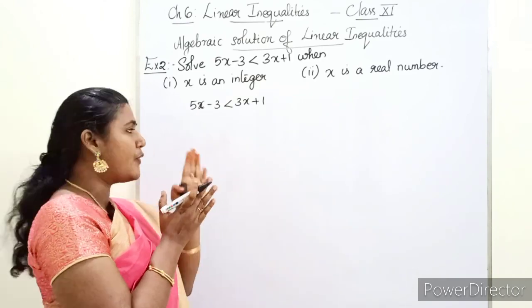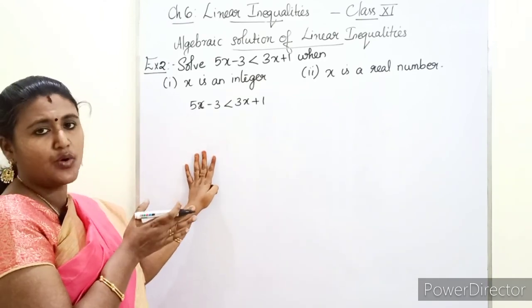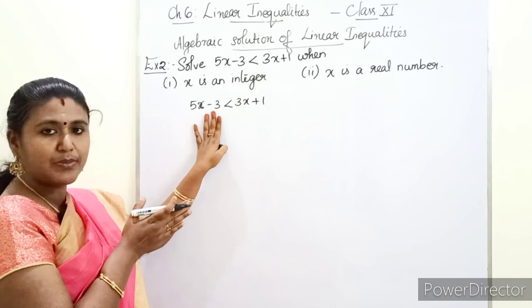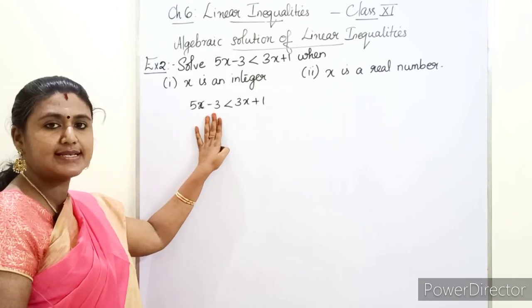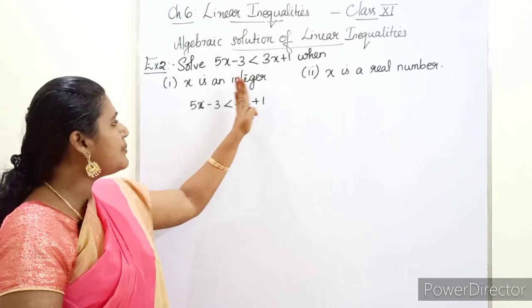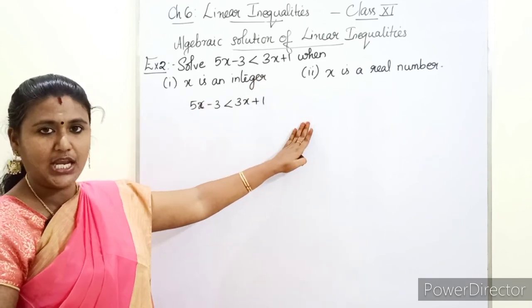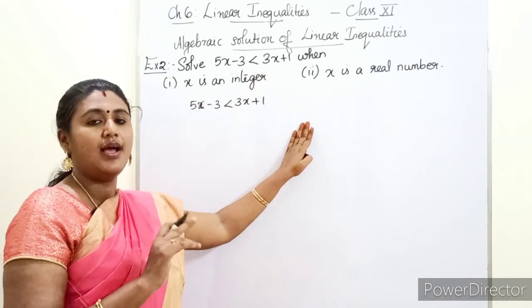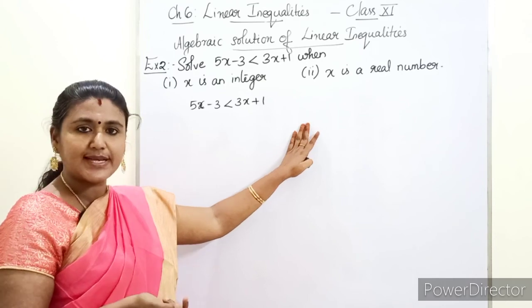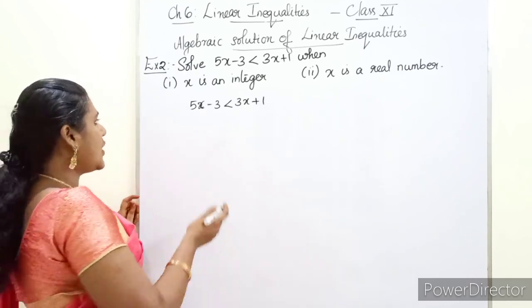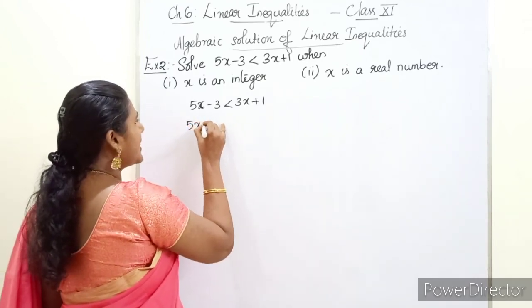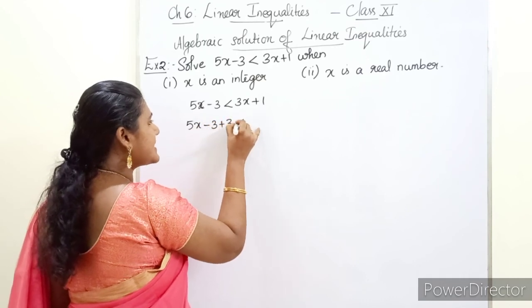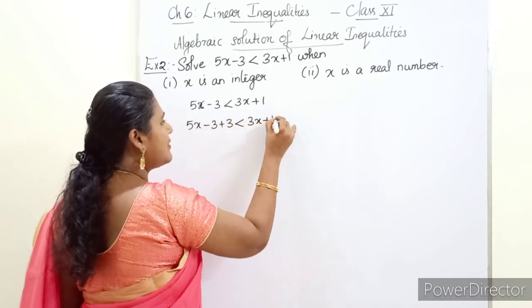We have to keep only the term containing x alone. So we will remove this minus 3 first. For removing this minus 3, we will add plus 3 on either side of the inequality. That is the first rule. Any number can be added or subtracted on both sides of the inequality. So 5x minus 3 plus 3 is less than 3x plus 1 plus 3.